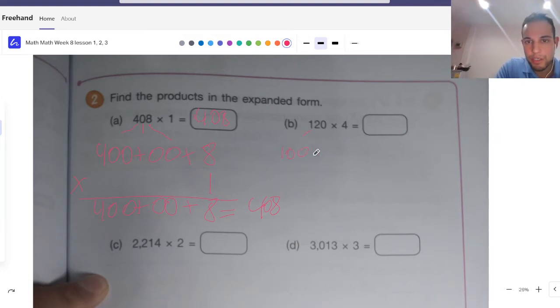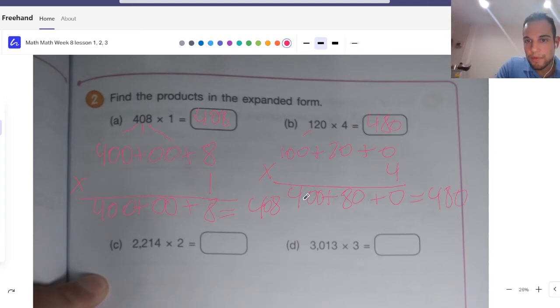We have 100 plus 20 plus 0 times 4. 4 times 0 is 0. 4 times 20 is 80, because 4 times 2 is 8. And 4 times 100 is 400. So we have 400 plus 80 plus 0 equals 480. So let's put that right here.